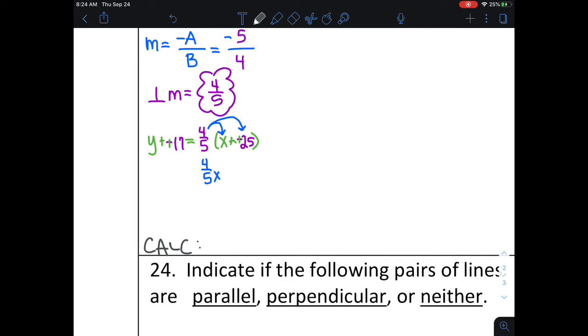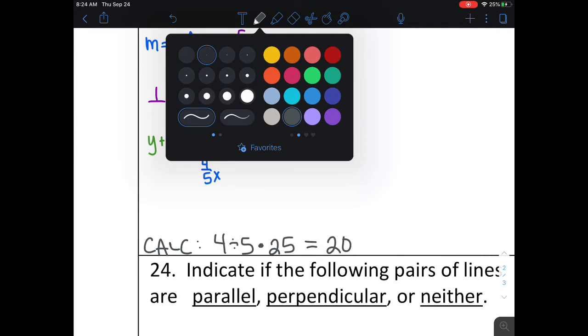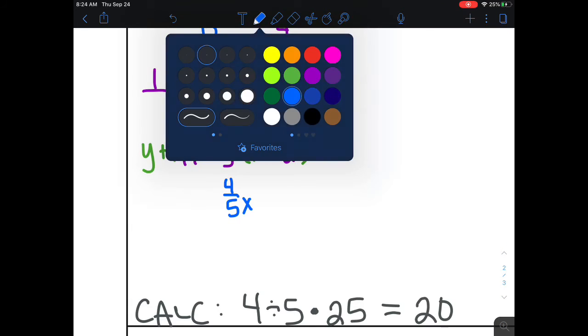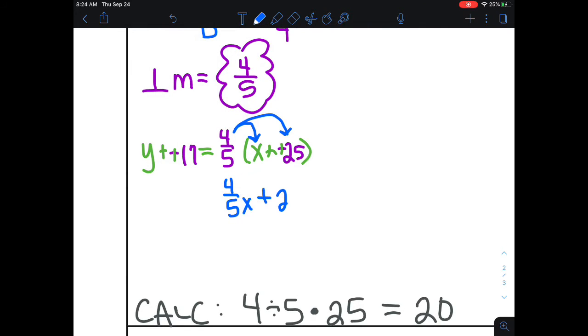So in your calculator, you would write 4 divided by 5 times 25. Since everything's positive, we're good to go. And you should get 20. If you don't, try again. All right. So, wrong color, that's going to be plus 20.